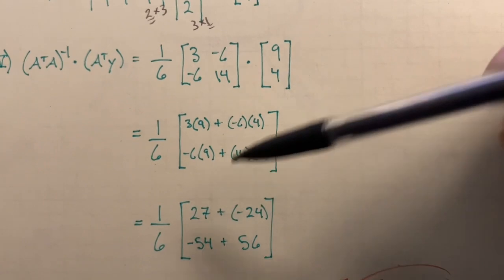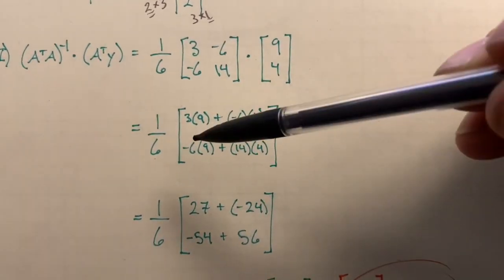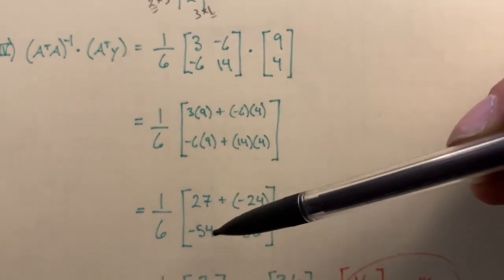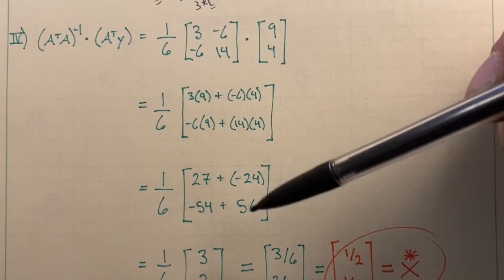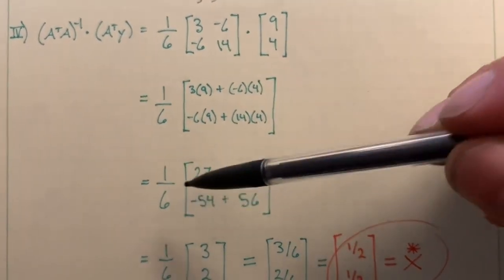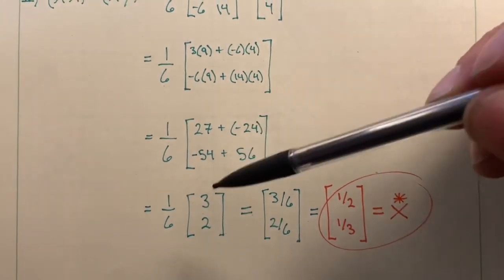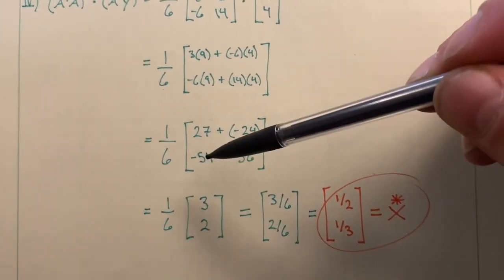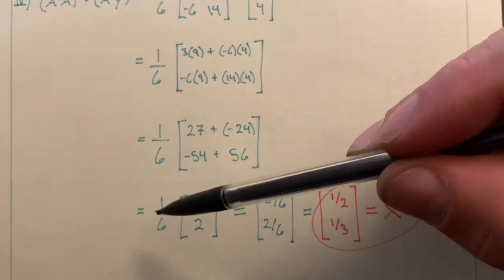3 times 9 is 27. Negative 6 times 4 is negative 24. Negative 6 times 9 is negative 54. And 14 times 4 is 56. Still retaining our 1/6 on the outside. 27 plus negative 24 is 3. Negative 54 plus 56 is 2. And we still have our 1/6.